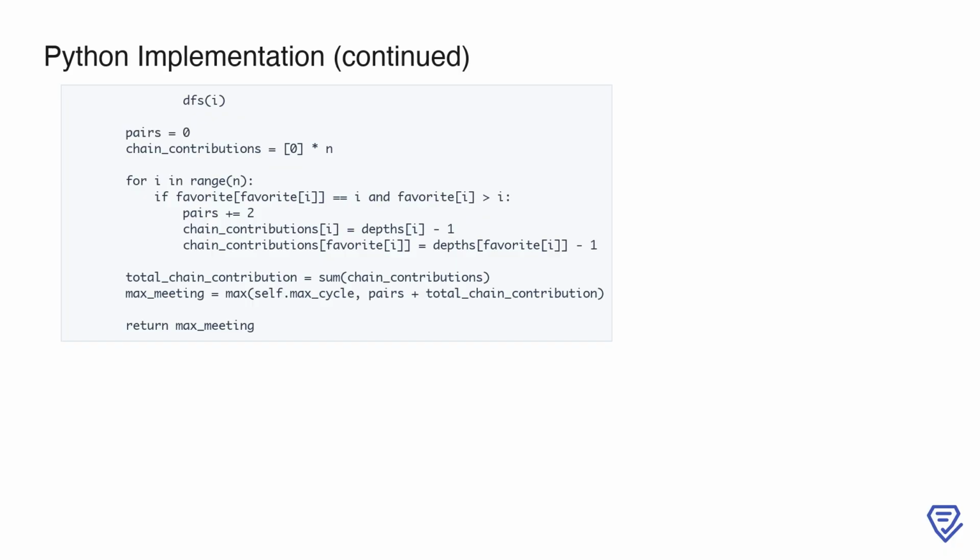We store these contributions in the chain_contributions array. After processing all pairs, we calculate the total_chain_contribution by summing up the values in chain_contributions. Finally, the maximum number of people that can attend the meeting is determined by taking the maximum of the longest cycle, max_cycle, and the sum of pairs and total_chain_contribution. This value is returned as the result of the maximum_invitations method.